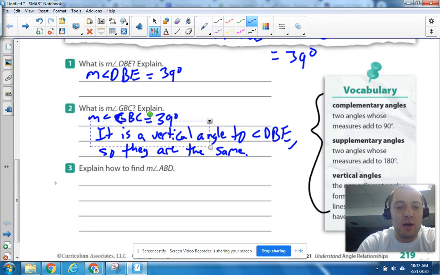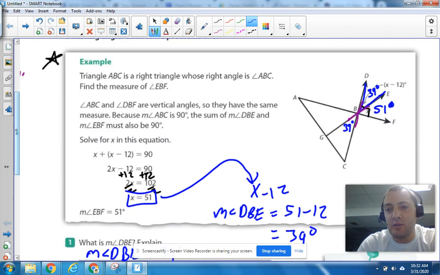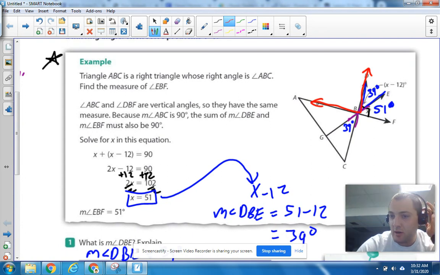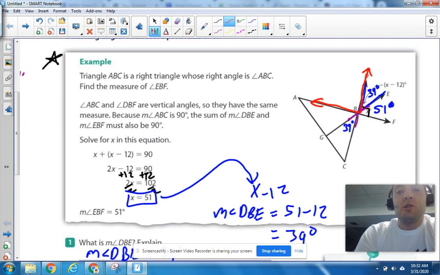Now it says, explain how to find the measure of angle ABD. Measure of angle ABD. So I'm going to put that in big red. ABD is this one right here. Okay. Now, the measure of angle ABD, that's what we're trying to find, here's what I would look at. All the things that we've done so far, if we know that these two are 90 degrees, this is 39. The 39 and 51 makes the 90.